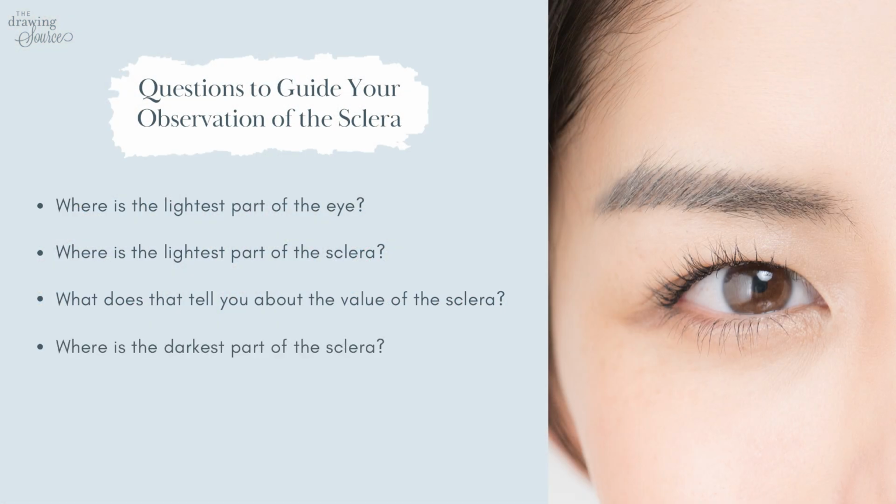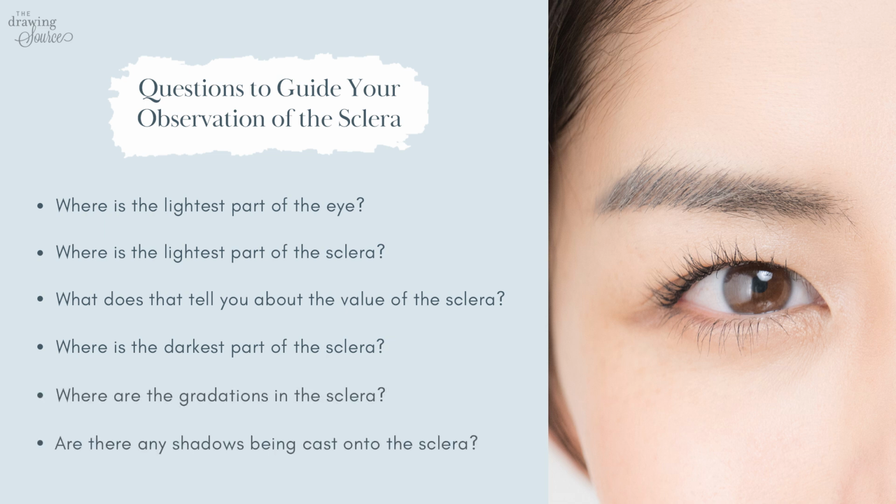Where's the darkest part of the sclera? Where are the gradations in the sclera? And are there any shadows being cast onto the sclera? Here, the darkest part of the sclera is probably in this outer corner of the eye, though this is a close second. Are there gradations?